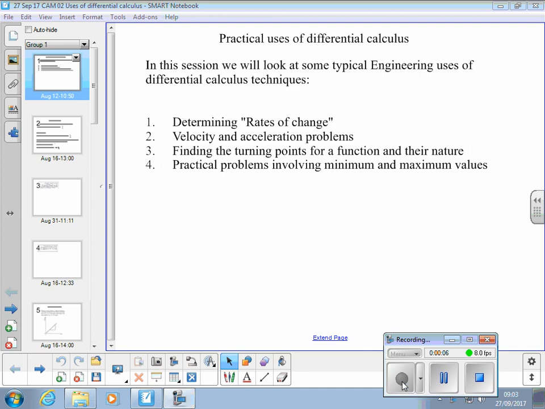What we're going to do today, as part of the review of calculus, is look at some practical uses of the differential calculus techniques that we looked at last week. These will include determining rates of change, looking at velocity and acceleration problems, finding the turning points for a function and their nature, so minimum and maximum points of inflection, and practical problems involving minimum and maximum values. So we'll spend this session having a look at some typical engineering problems, and may well be the type of question in many cases that you'll end up answering in at least the longer question part of the exam.